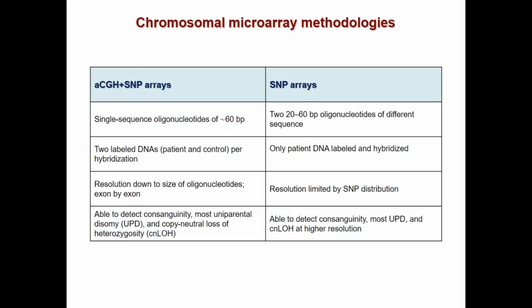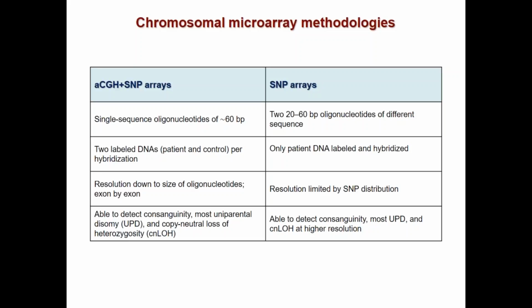So array CGH is the original technology that was described. I mentioned SNP arrays. So these are the two technologies that fall under this umbrella, which is chromosomal microarray. Sometimes they call them cytogenomic arrays. So cytogenomic arrays and chromosomal microarrays are all the same term, and they encompass these two technologies, array CGH and SNP arrays.